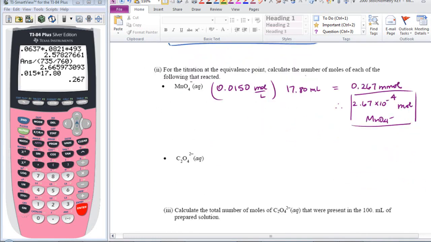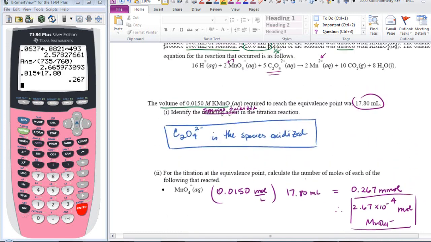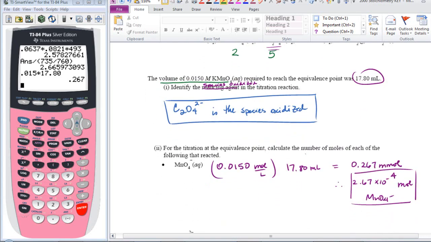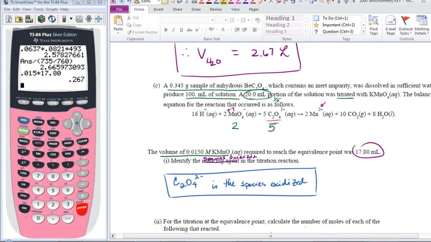So what are they going to do to me next? Okay, next they want us to calculate the concentration of the oxalate ion. So let's go up to the balanced equation that they were so kind to give us, and let's figure that out real quick. All right, so we already know, just from the fact they've balanced this equation, that we have a 2 to 5 ratio going on here. And we just figured out that we had the 2.67 times 10 to the minus 4 moles of permanganate. So 2 goes with 2.67 times 10 to the minus 4 mole.